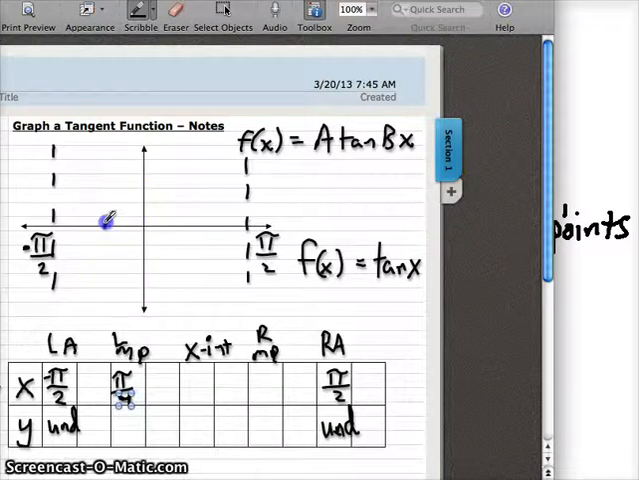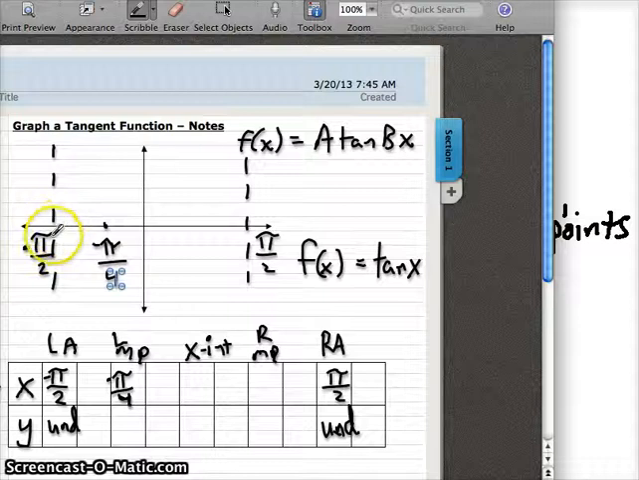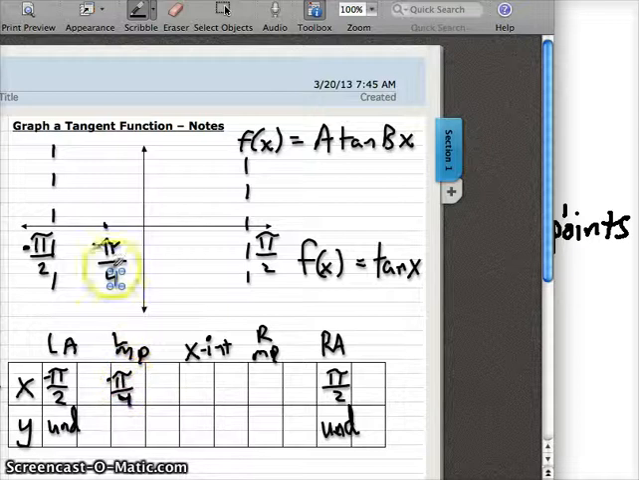So right here, negative again, almost forgot. It's going to be negative pi over 4. And if you think about it, it's going to be halfway between the origin and this asymptote. So half of this value is pi over 4. So if that helps you remember the equation, it's always half of the asymptote, so you're going to multiply by 1/2.